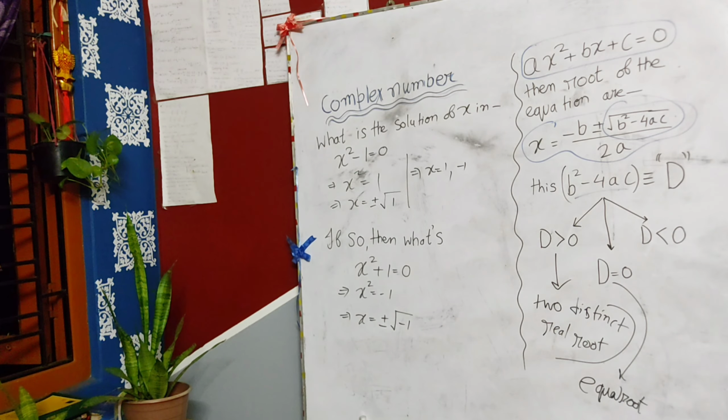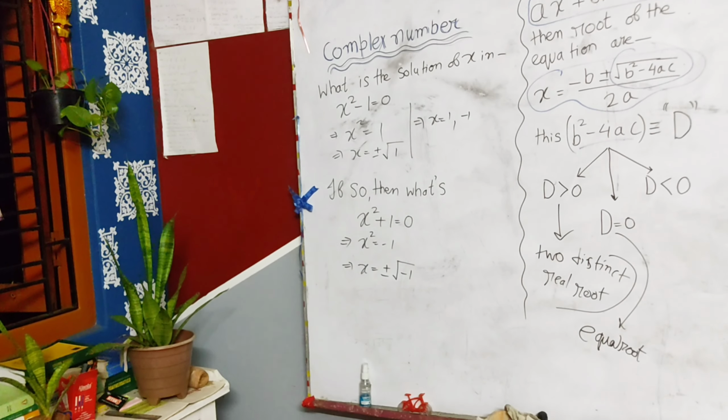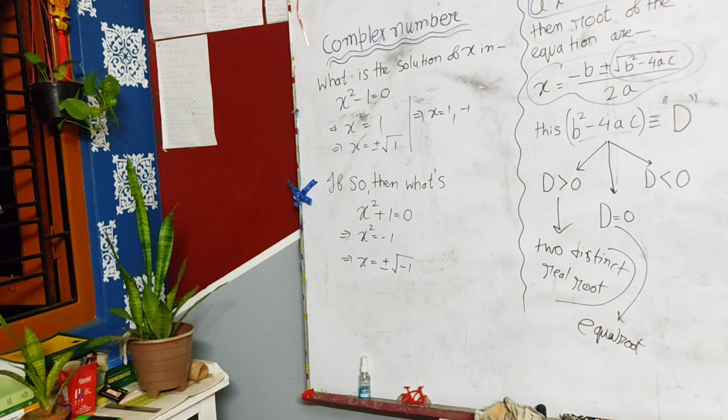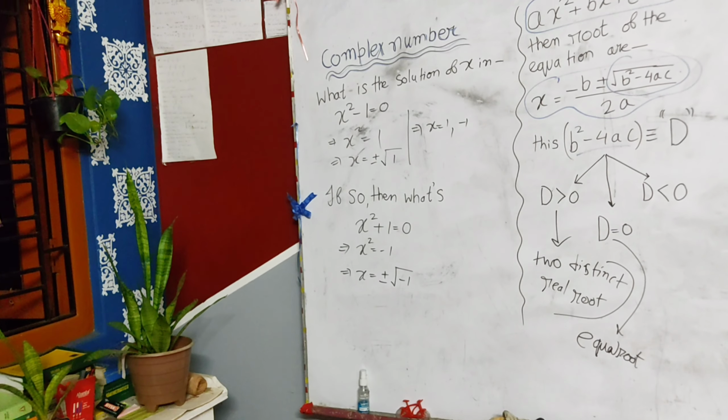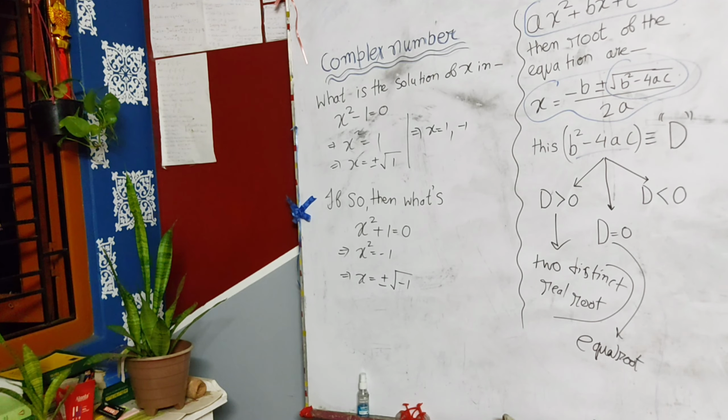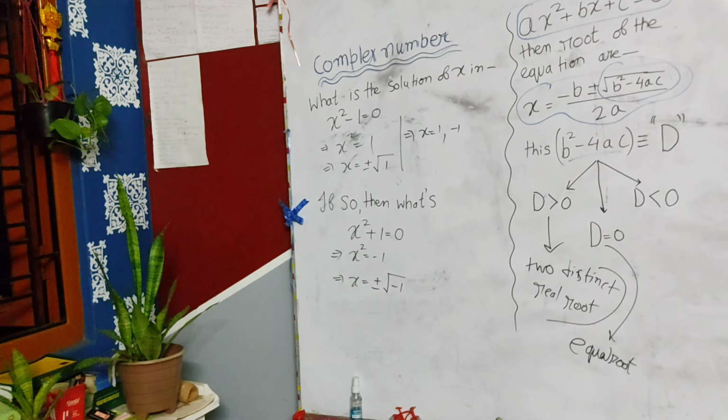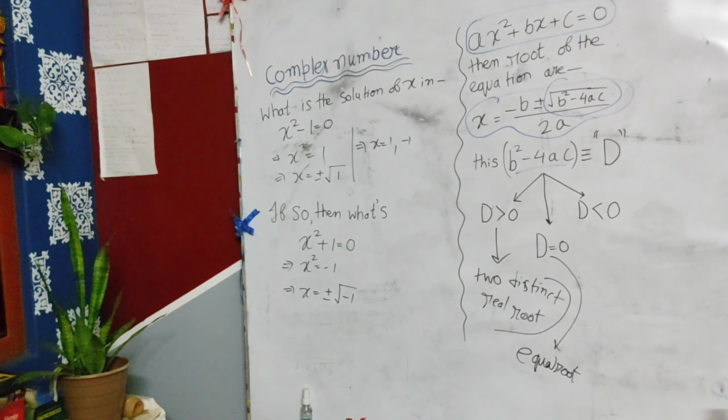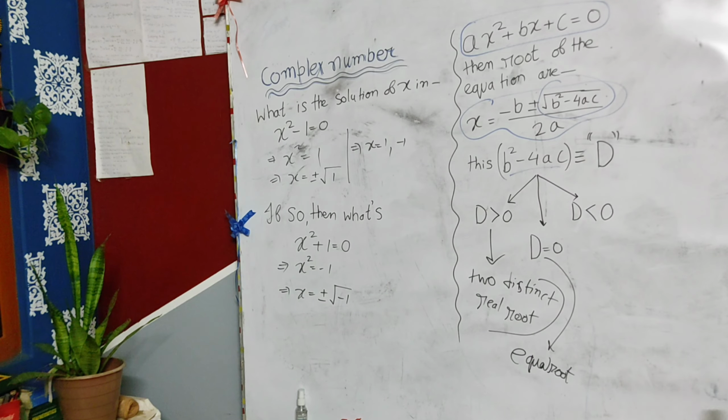Is this one visible? See this one. We are getting the equal roots. Okay. Now, when D is less than 0, what about when D is less than 0? What will we do when D is less than 0?